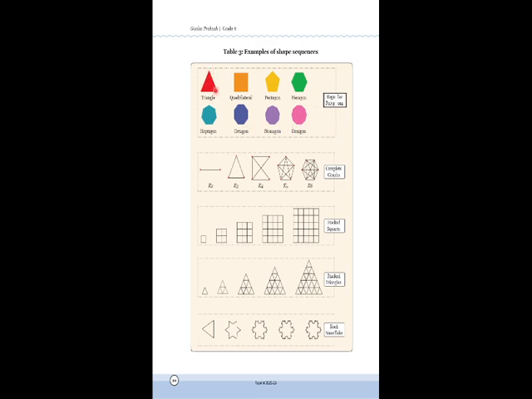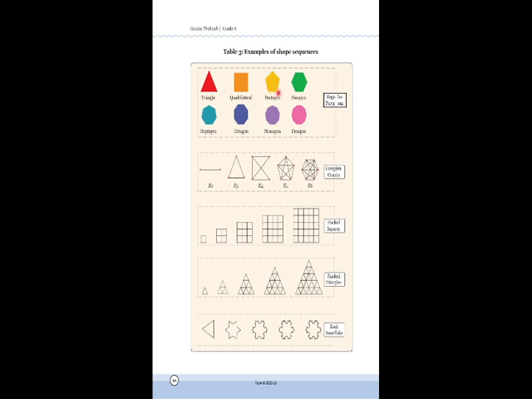So we have three sides, triangle. Then four sides give us a quadrilateral. Of course, you might say, but that's a square. But actually, a square is a kind of quadrilateral. You'll learn about it when you go to higher standards.